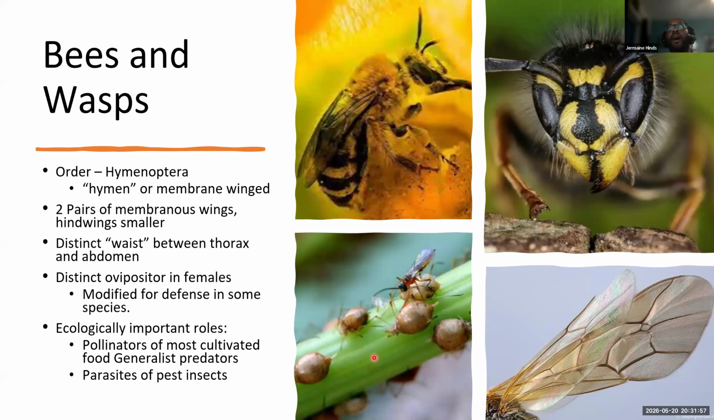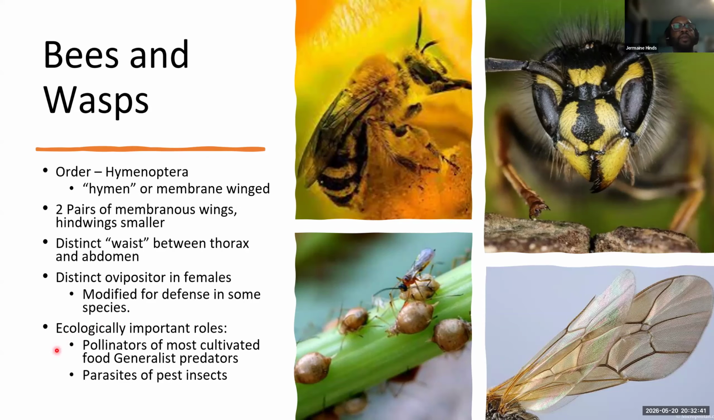Then you have your bees and your wasps, and so these are in the Hymenoptera order. Hymen means membrane, so your membrane-winged insects. So they have two pairs of membranous wings. The hind wings tend to be smaller, so you see the two pairs of wings right here. That first wing is larger, more complete, whereas the hind wing is smaller. Hymenoptera typically have a distinct waist between the thorax and the abdomen. They have a distinct ovipositor in females, often modified for defense. So bees and wasps have the stinging ovipositor that they use, and they fill many ecologically important roles.